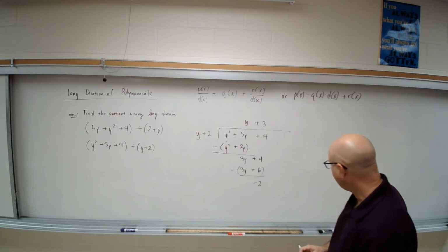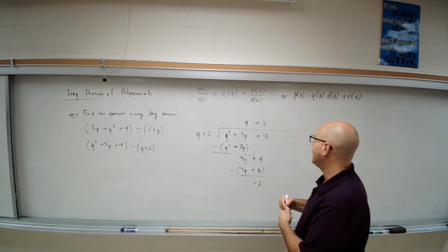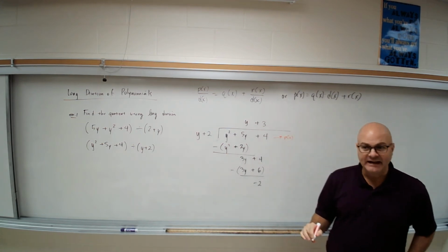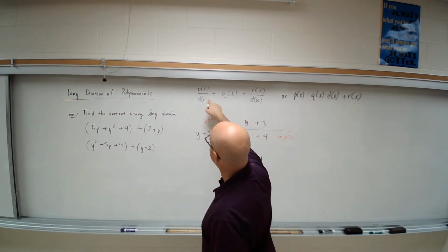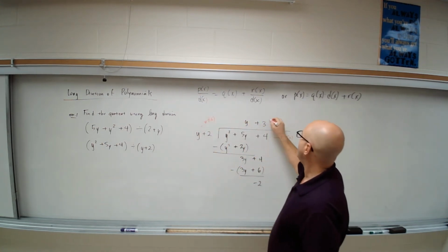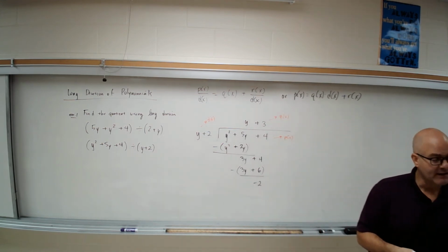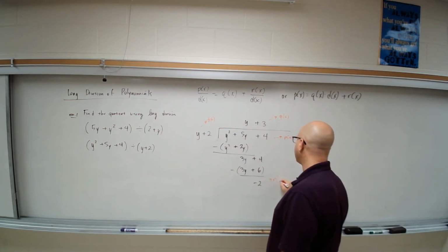Now once we have that, just to kind of go back and look at our pieces here, again, what's underneath here would be p of x. It's called the dividend. This would be the divisor. This would be the quotient, or the answer to the division problem, if you want to think of it that way. And this would be the remainder, r of x.